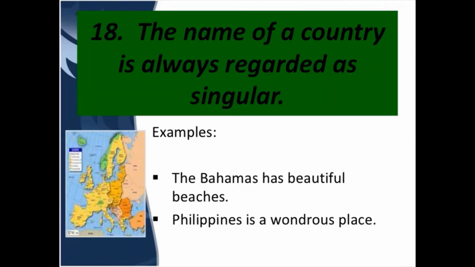Number 18. The name of a country is always regarded as singular. Examples: the Bahamas has beautiful beaches. Philippines is a wondrous place. So as you can see, all the verbs used in these two examples are singular: has and is. Why? Because the subject is a name of a country. So if the subject is a name of a country, then it must take a singular verb.